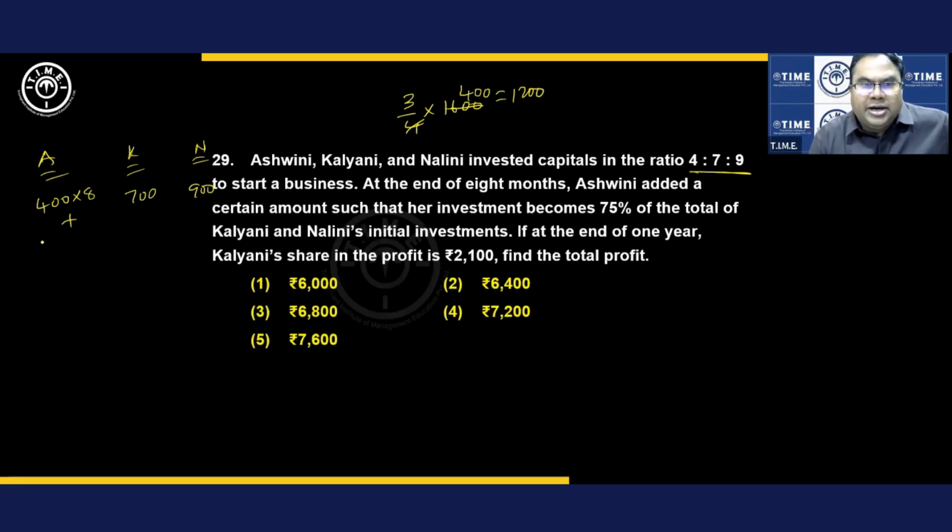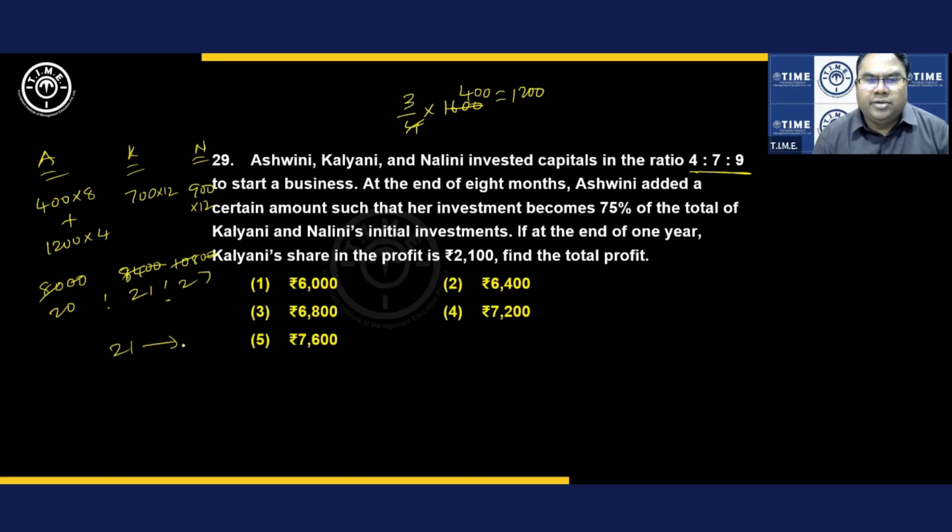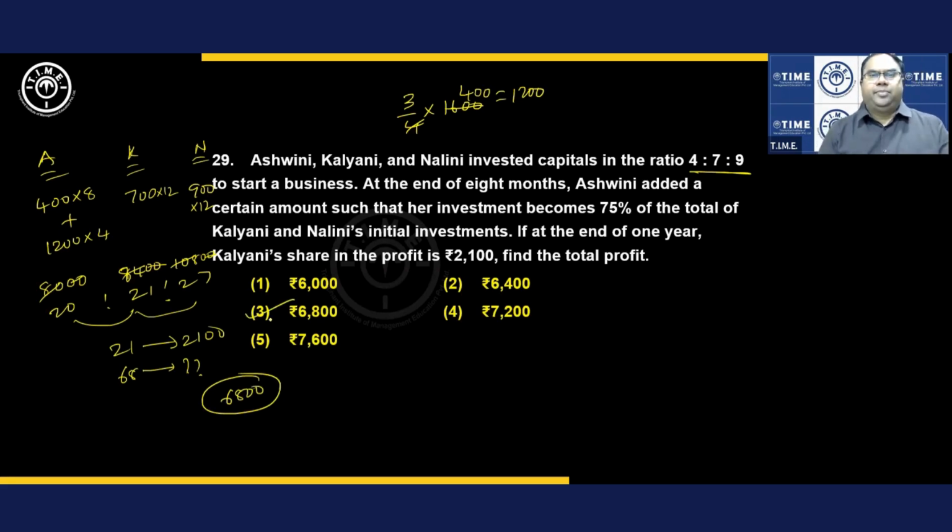Now it should become 1200. 1200 is for 4 months. 48 plus 32, 88,000 is to, this is into 12 months, 8400. Time period different, capital different. 108,000. 420s, 421s, 427s. This is the ratio in which they have to divide the profit. So Kalyani's share 21 is 2100. Total profit 41, 68 is how much? 21 becomes 2100, 68 becomes 6800. Choice 3. Right?